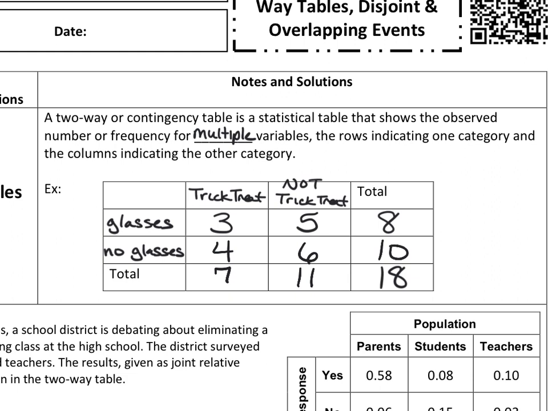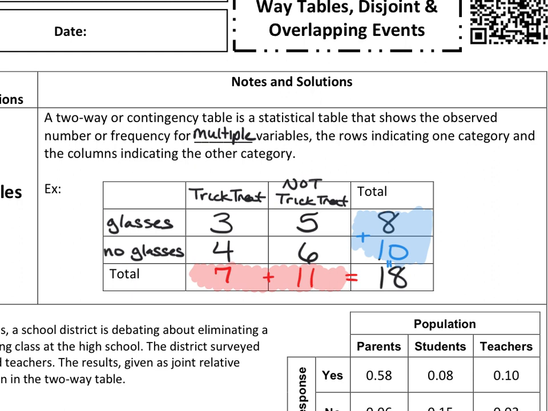We have to verify on our two-way tables that the following things occur. If we add up the total number of trick-or-treaters and non-trick-or-treaters, does it equal 18? Is 11 plus 7 18? Check, done. The other thing we need to verify is that if we add up the total number of glasses and non-glasses wearers, do they equal 18? Check, we have a really good survey. This two-way table should always have rows and columns adding up to our total in class.